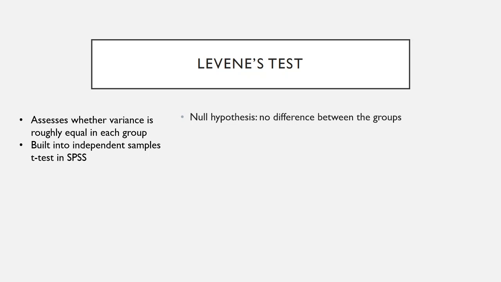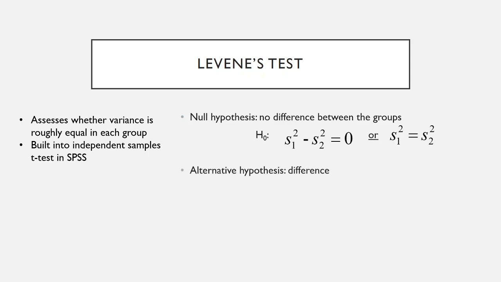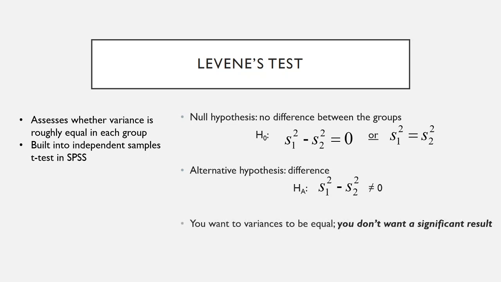Okay, so what's interesting about the Levene's test is, again, the null hypothesis is that there's no difference between groups. So this is the rare case where that's actually what you're hoping to find. The alternative hypothesis is that there is a difference, and again, recall that that's what you don't want. So in this case, you are hoping that your Levene's test is not significant, because if it is significant, that's a bad thing. This is a rare case where you don't want a significant result.